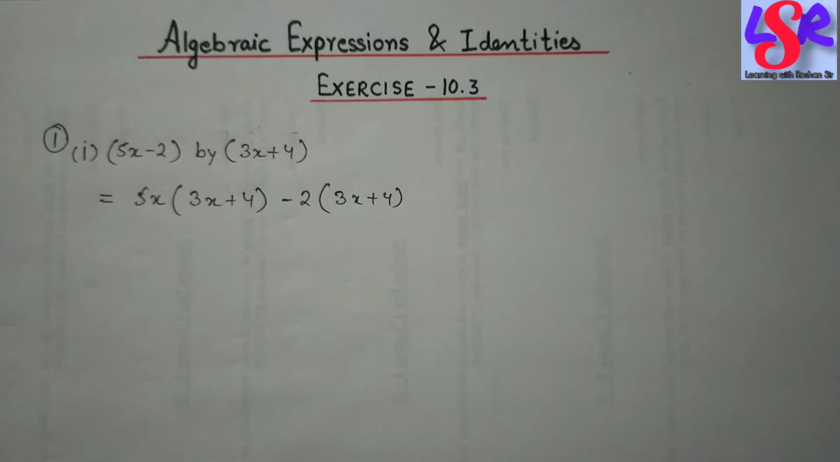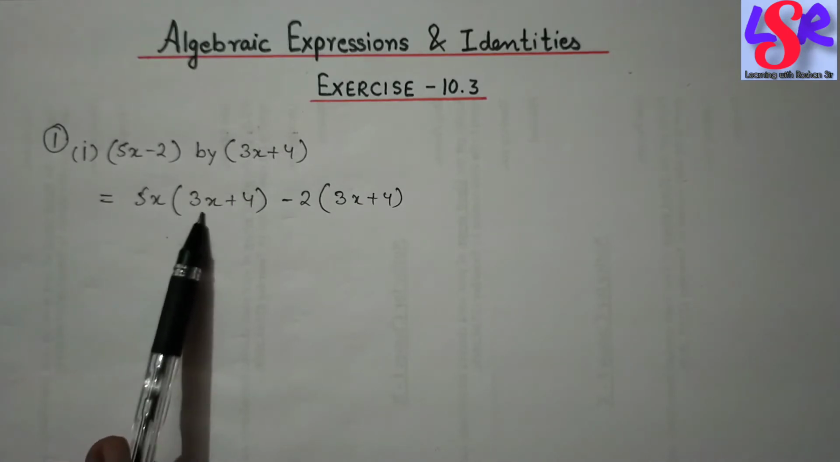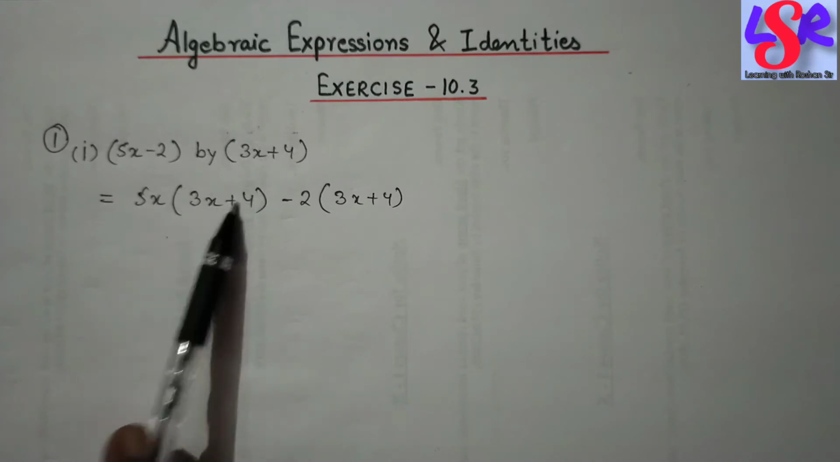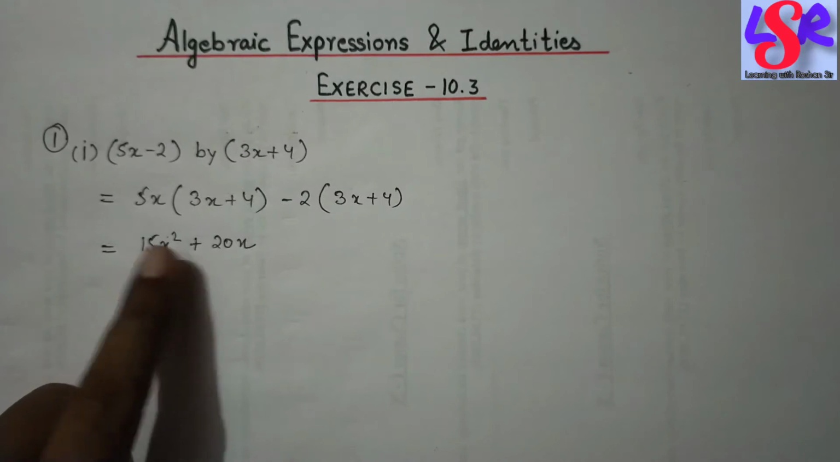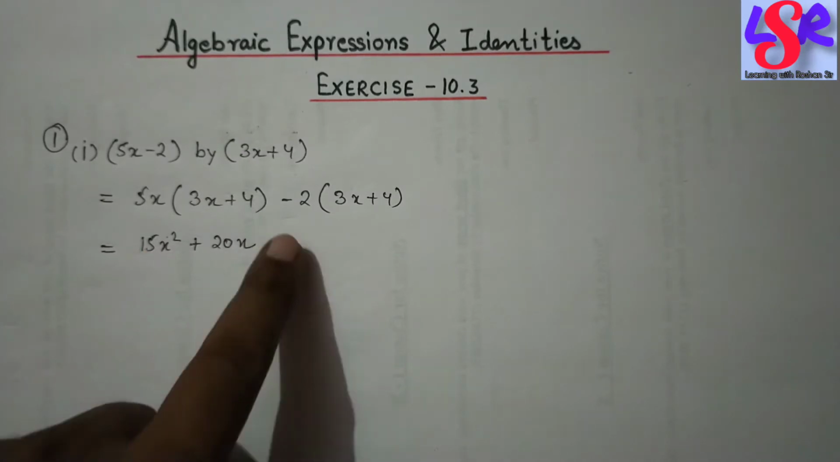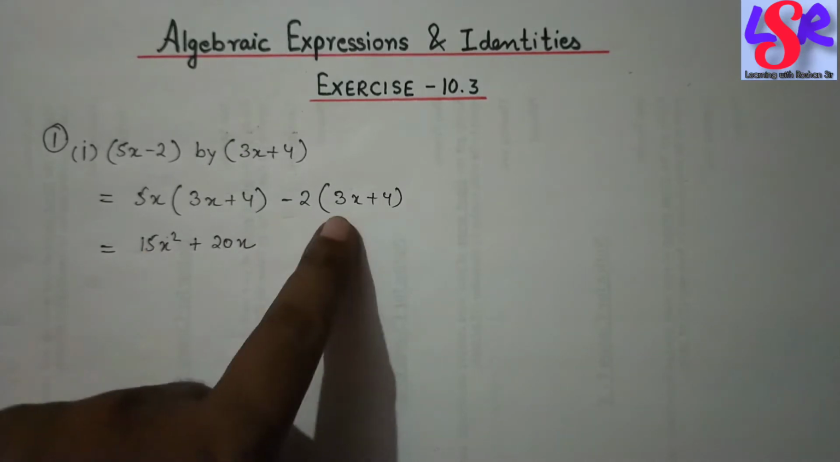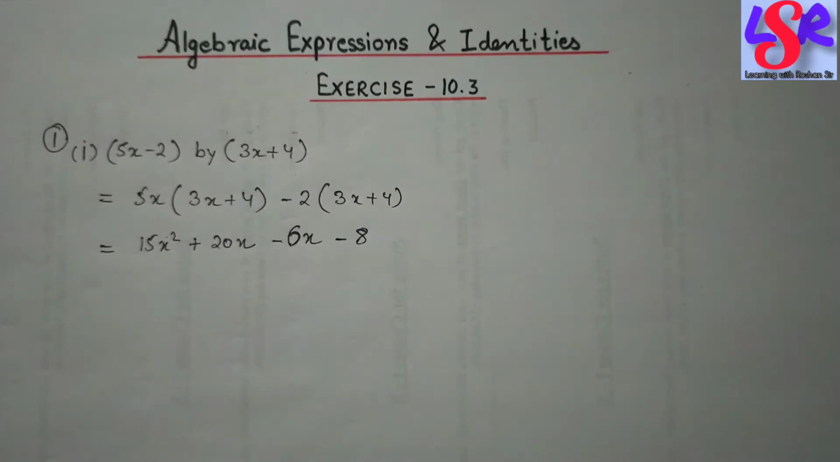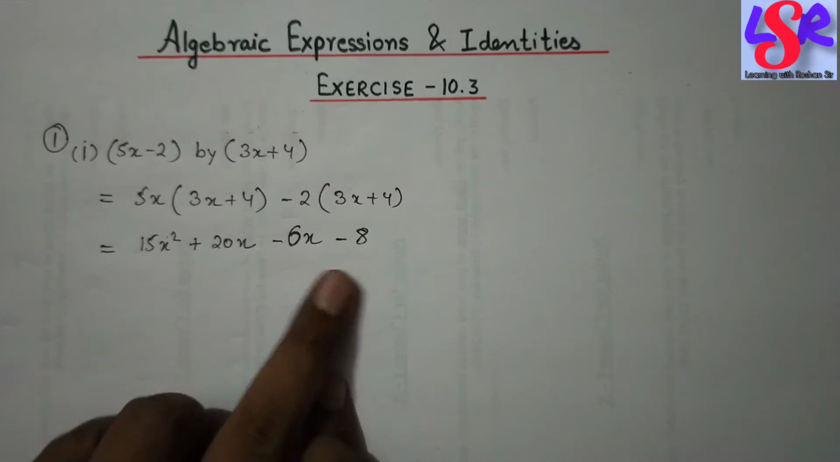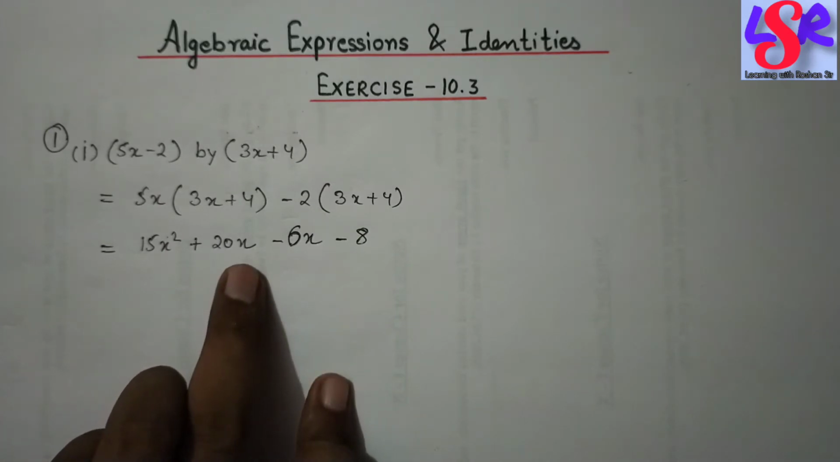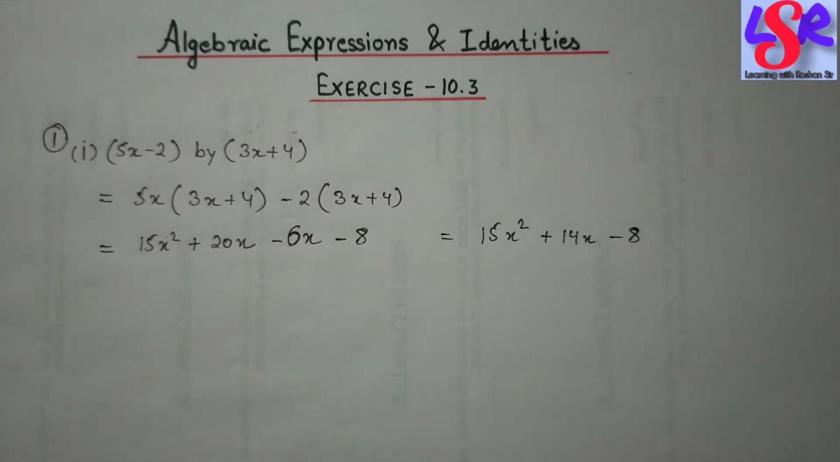And here we get this. Now we are going to open the bracket by multiplying these two and by this one and this. And here we get 15x square plus 20x. Now we are going to open this bracket by multiplying these two terms by minus 2. And here we get minus 6x and minus 8. Then we see that these two are the like terms, so they will be solved. And here we get 15x square plus 14x minus 8.